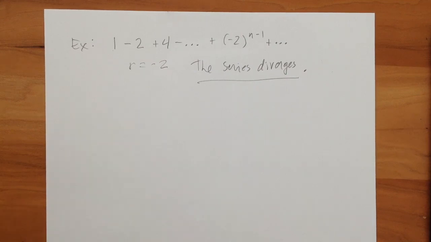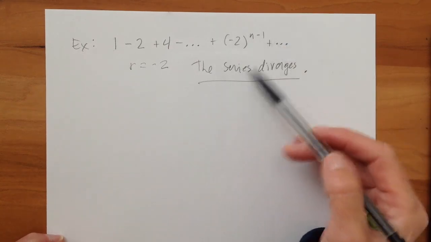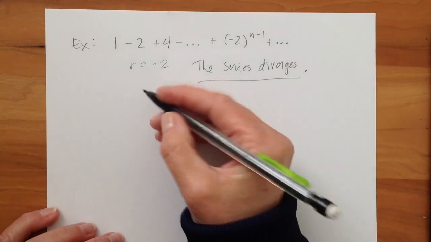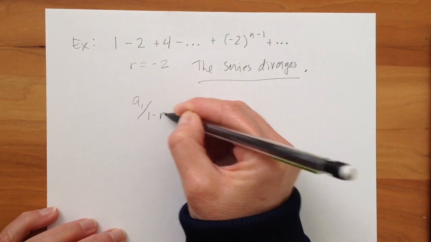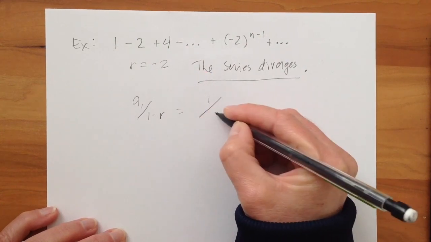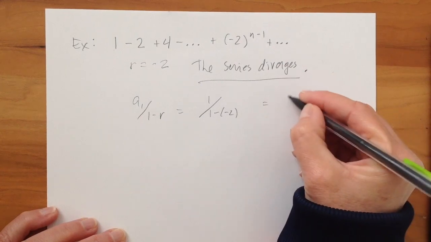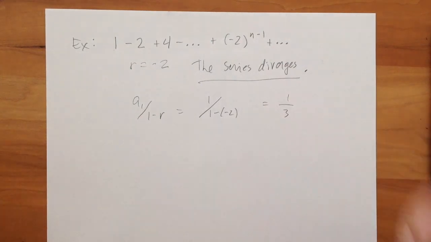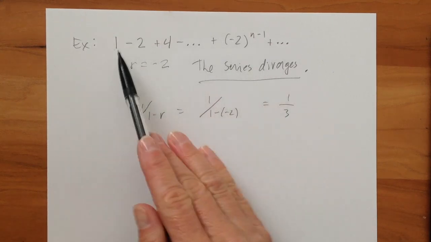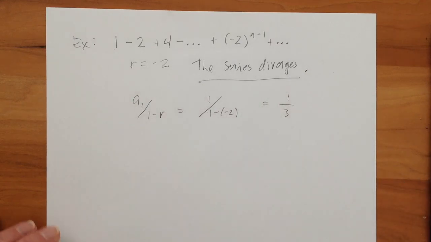All right. Let's get to some special sums now. Actually, let me go back to this real quick. Just note that if we did a1 over 1 minus r, we would have gotten 1 over 1 minus -2, which is 1/3. So I can get an answer from the formula, but it's not true. This series is going to go back and forth, back and forth, back and forth.